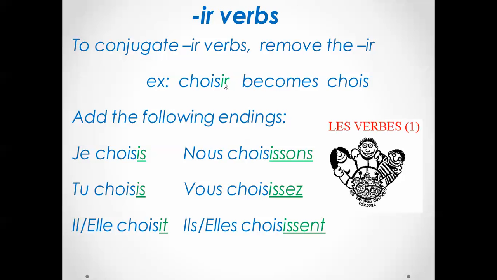All right, so you remove the IR, and you're going to replace it with these endings: IS, IS, IT, ISSONS, ISSEZ, ISSENT. Je choisis, tu choisis, elle choisit, nous choisissons, vous choisissez, elles choisissent.